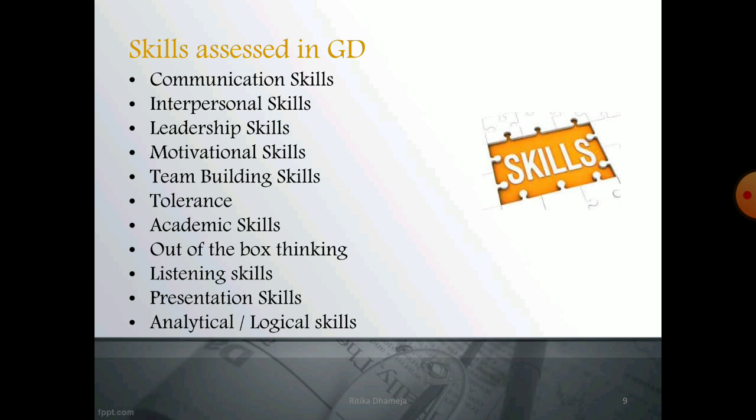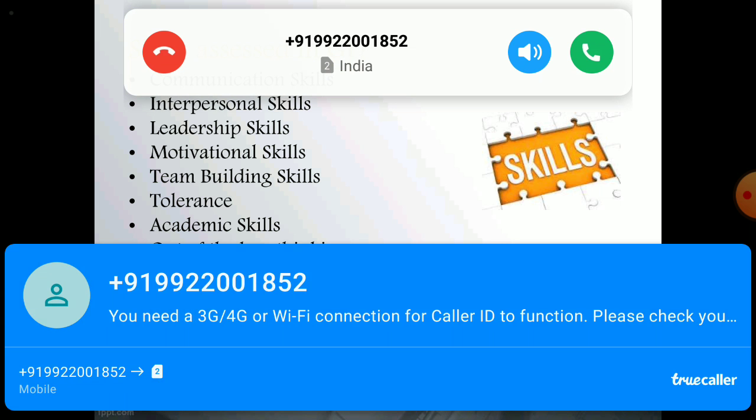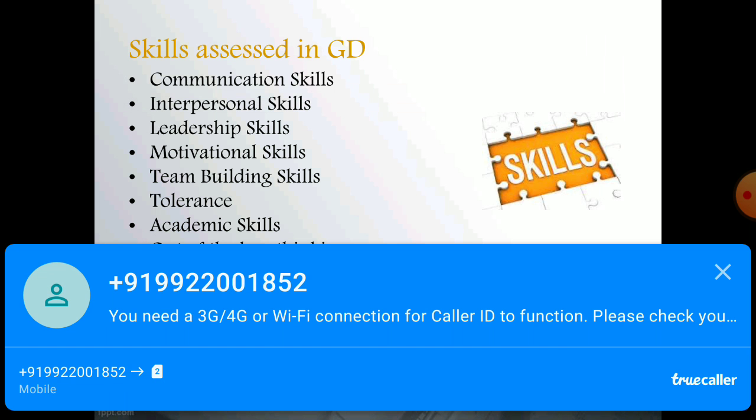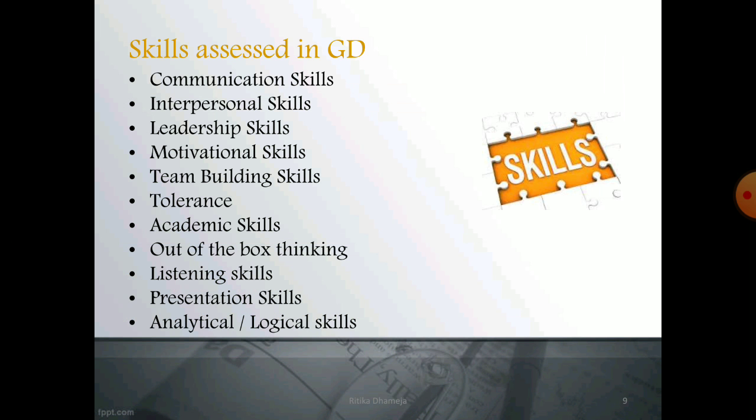Then interpersonal skills means how you interact with each other, how you ask questions, how you answer those questions, and so many things which are there in interpersonal skills. That is also assessed by the jury members, and this is very, very important. Then leadership skills are also judged, and that is also a part of group discussion. Then motivational skills, how you motivate others, that is also judged here. Team building is important, how you create your team, how you build your team, and how you deal with your team, that is also judged, that is also observed here.